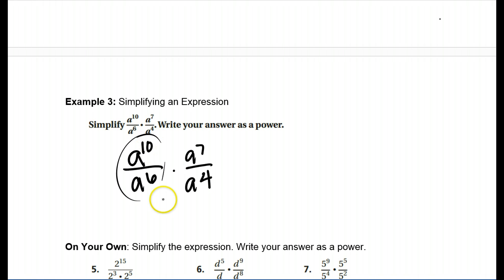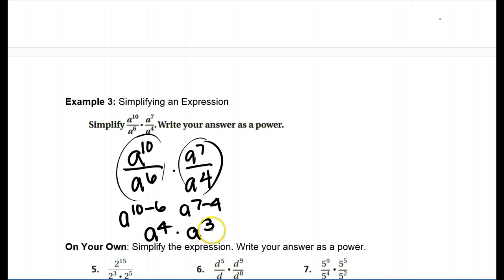So I have a to the 10th over a to the 6th. That's the same thing as a to the 10 minus 6, which is a to the 4th. Same thing here. I can write that as a to the 7 minus 4, which is a to the 3rd. So I have a to the 4th times a to the 3rd. Bases are the same, so I add their exponents, and I have a to the 4 plus 3, which is equal to a to the 7th power. And that's how you do example number 3.